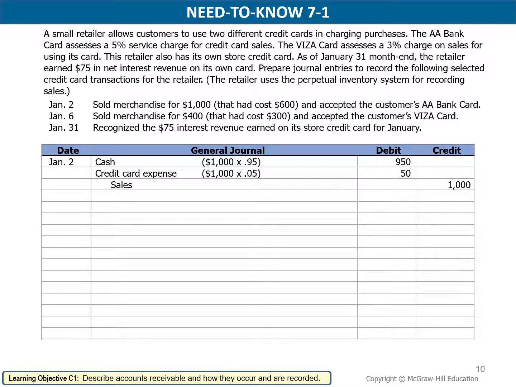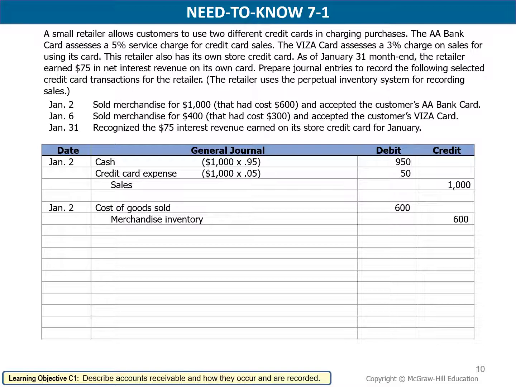So in this case, we're going to sell merchandise for $1,000. Let's start with the sale. We're going to have a $1,000 credit to sales. We know that the AA Bank card charges a 5% fee, so our credit card expense is going to be $50, $1,000 times 5%. And we're only going to collect cash equal to 95%. Then we have to record our cost of goods sold and our inventory. They told us that the cost of the goods sold was $600, so we debit cost of goods sold and we credit inventory.